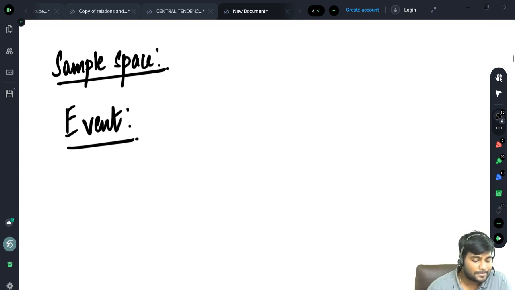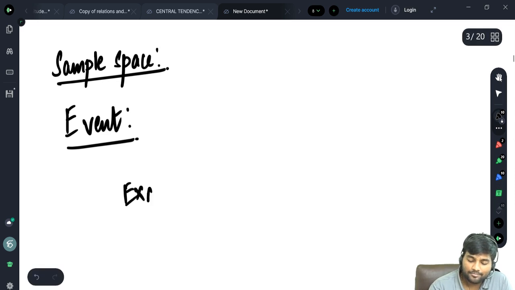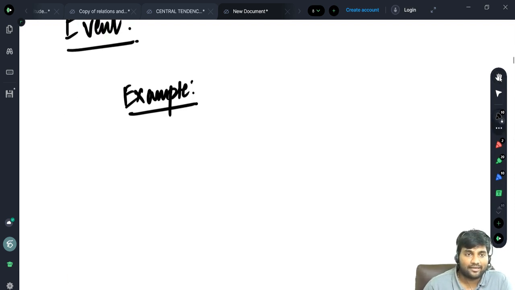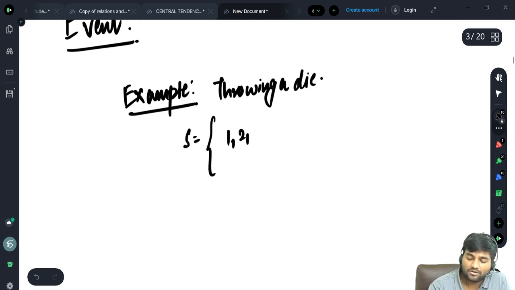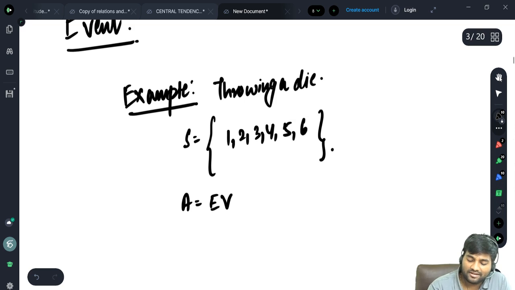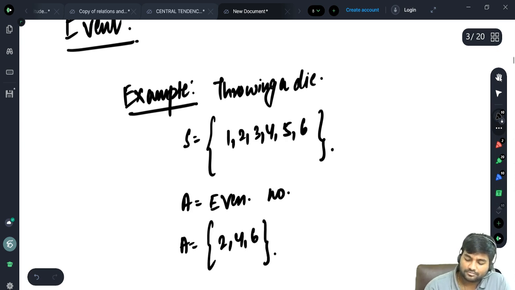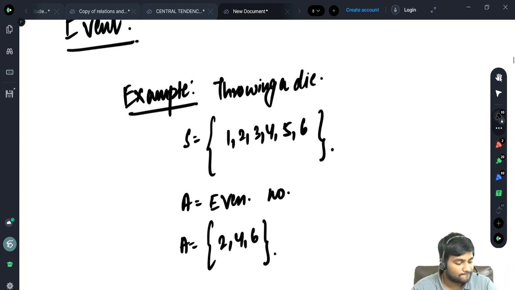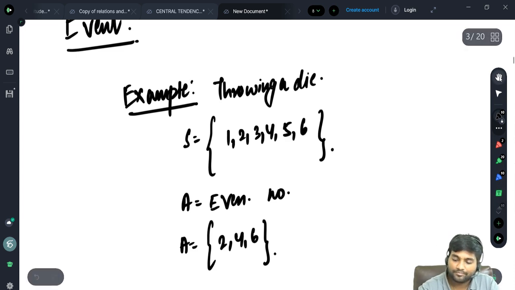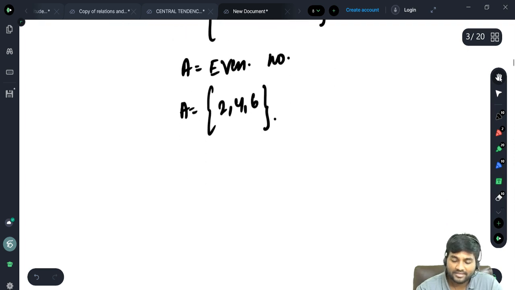So now example, if we are throwing a die, so sample space will be 1, 2, 3, 4, 5, 6. And let A be the event of an even number. So A will be 2, 4, 6. Okay. Written. Next.